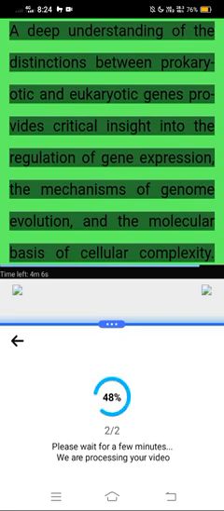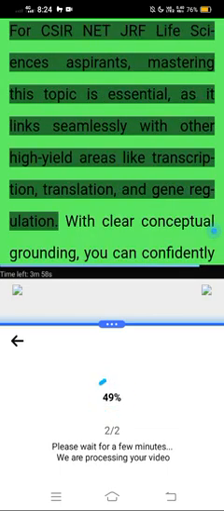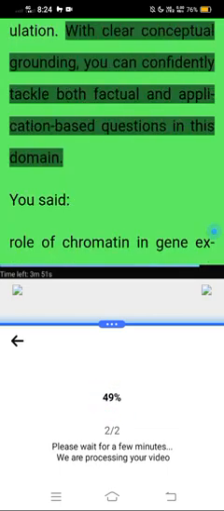A deep understanding of distinctions between prokaryotic and eukaryotic genes provides critical insight into the regulation of gene expression, the mechanisms of genome evolution, and the molecular basis of cellular complexity. For CSIR-NET JRF Life Sciences aspirants, mastering this topic is essential, as it links seamlessly with high-yield areas like transcription, translation, and gene regulation. With clear conceptual grounding, you can confidently tackle both factual and application-based questions in this domain.